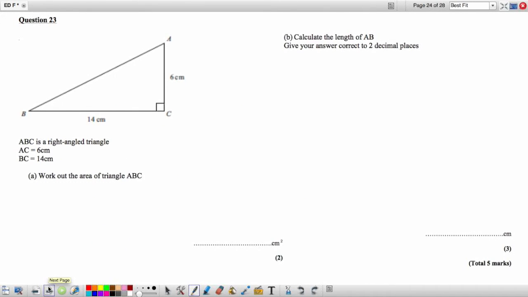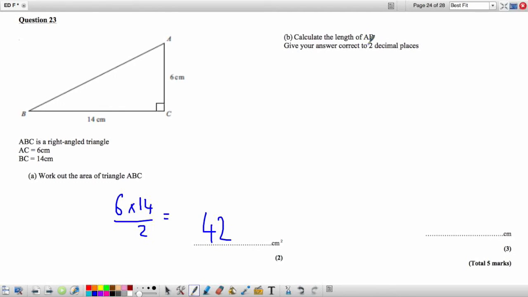Question 23. Here we have a right-angled triangle and we're asked to find the area of the triangle ABC. To find the area of a triangle, we multiply the height by the base, 6 times 14, and we divide by 2. 6 times 14 is 84, divided by 2 is 42.